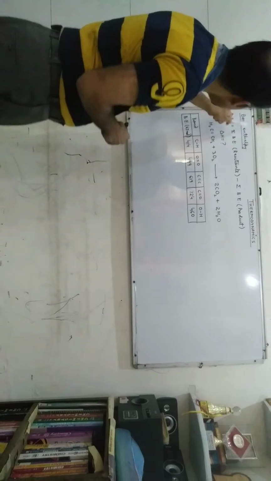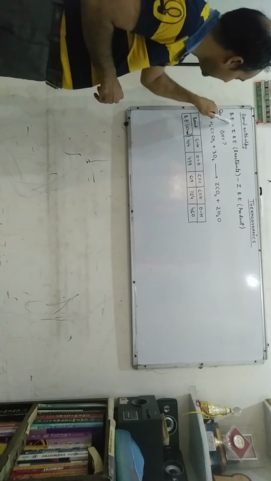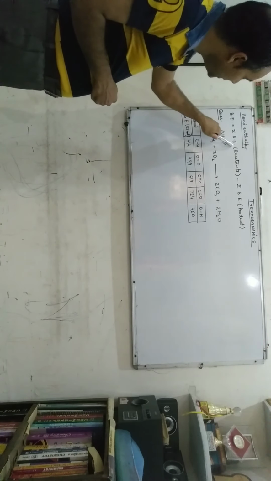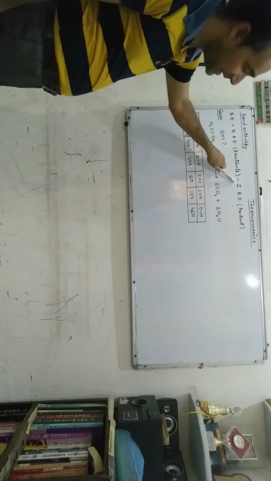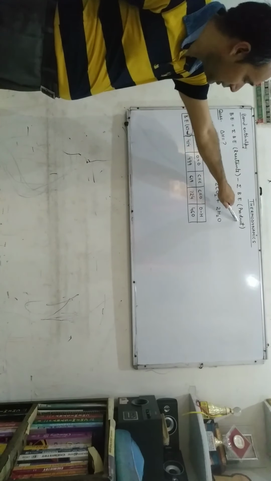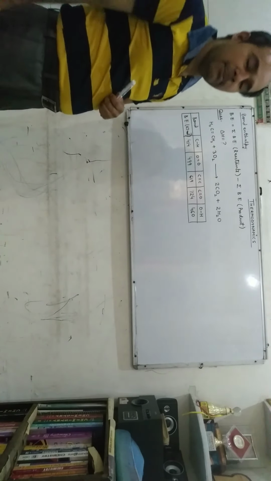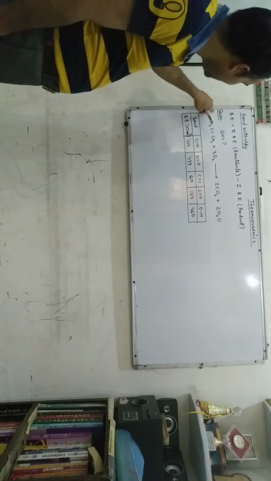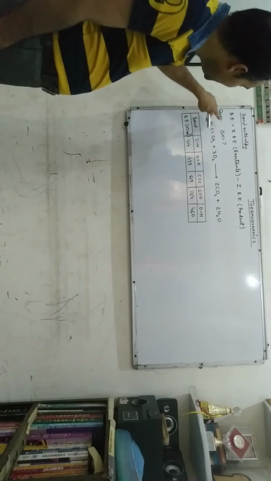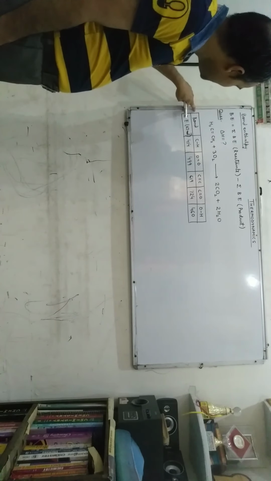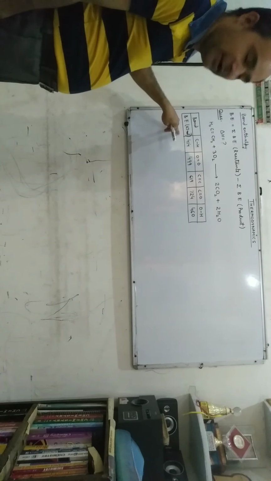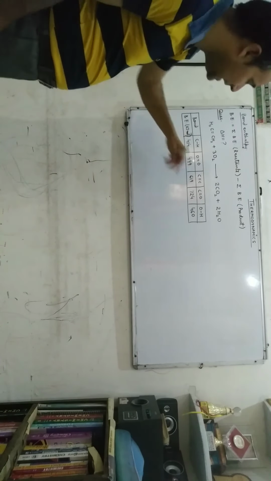Bond enthalpy is calculated with the help of a formula. The enthalpy change is equal to the summation of bond enthalpies of reactants minus the summation of bond enthalpies of products. Now let us discuss a numerical based on it. In the question we have to calculate the change in enthalpy. The equation is given, and the bonds and their respective bond enthalpies in kilojoule per mole are given.